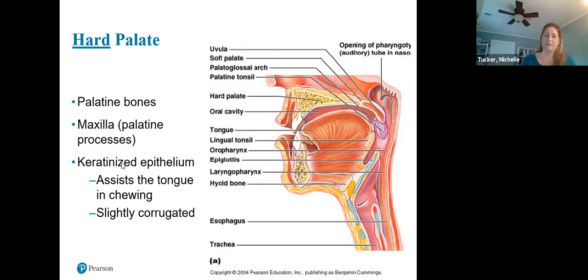This slightly keratinized epithelium is going to give it corrugations, so little ridges that the tongue, when it pushes food up against, gives it friction to work against. So we don't want food sliding either on the surface of the tongue or the surface of the palate. So the palate is going to be slightly ridged or corrugated, and the tongue is going to have things called papillae to give it a friction surface to work with.